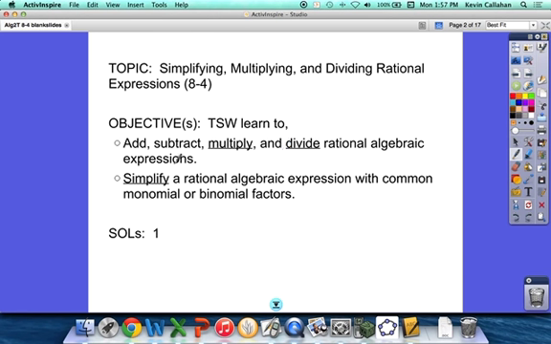Which do you think is harder? Multiplying and dividing or adding and subtracting? Adding and subtracting, because you need to find a common denominator, right? That makes it different. It makes it harder. So the next lesson is probably the hardest.